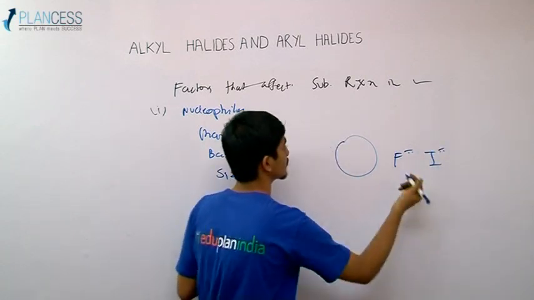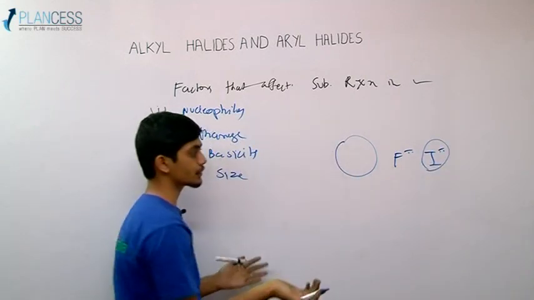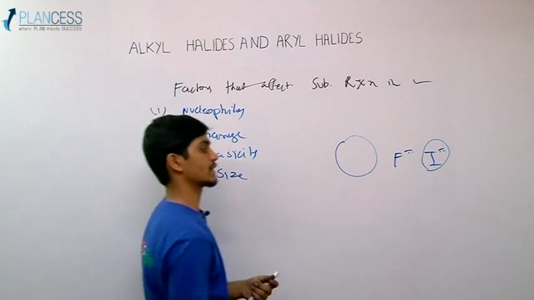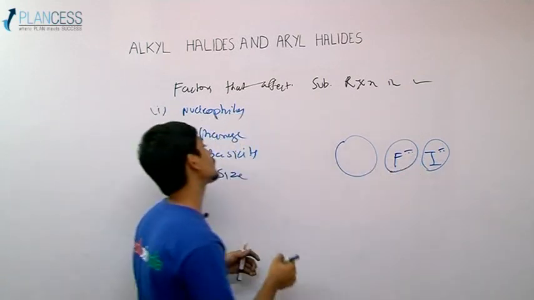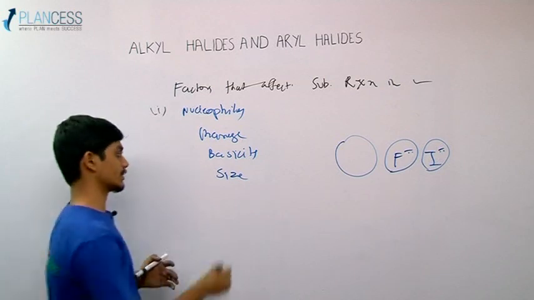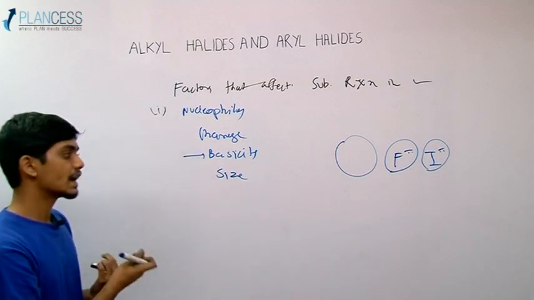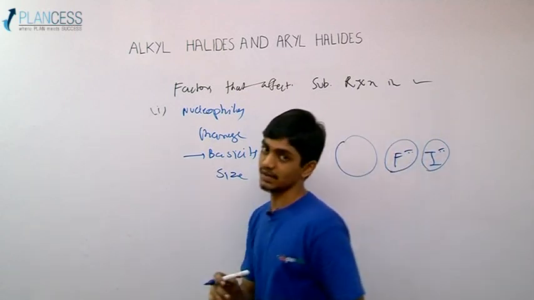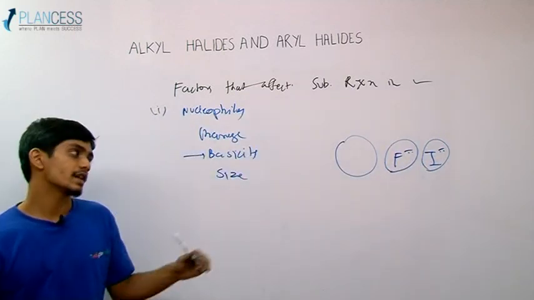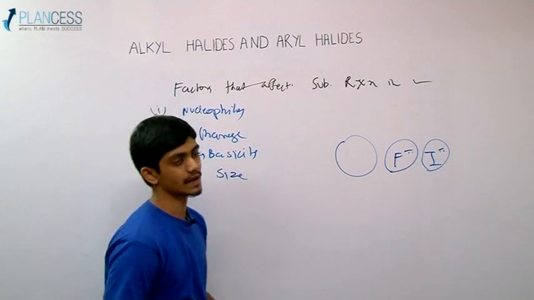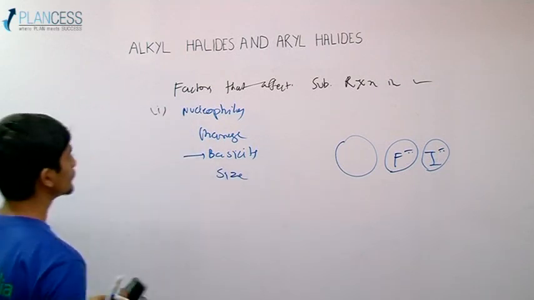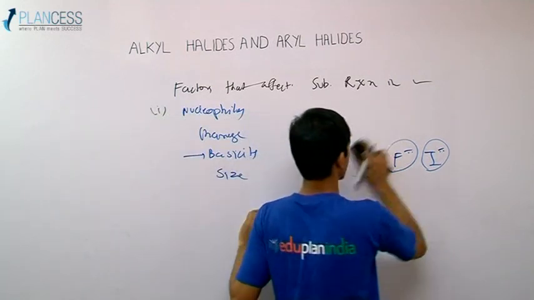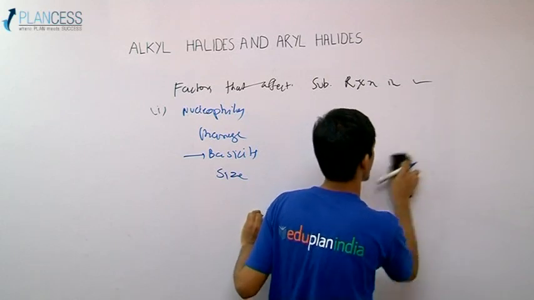We can say that in I minus the electron density is more diffused and it is a weaker nucleophile than F minus. Although this order can also be explained in terms of basicity, that HF is a very weak acid as compared to HI, and hence F minus is a very strong base and hence F minus is a very good nucleophile. So in this way, using these three factors you can actually explain the nucleophilic properties.